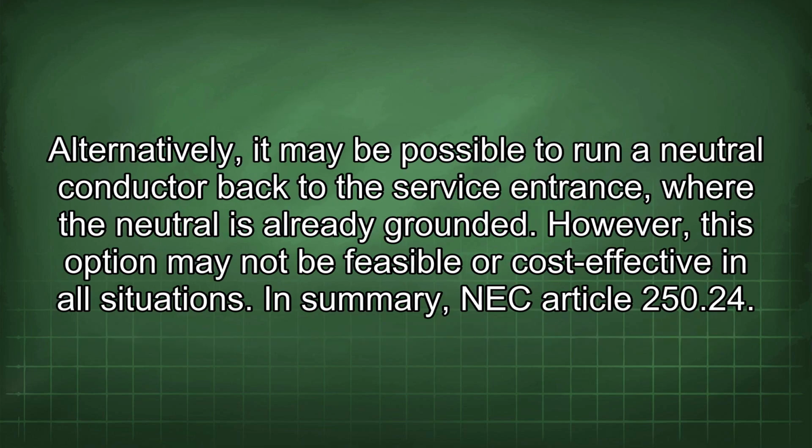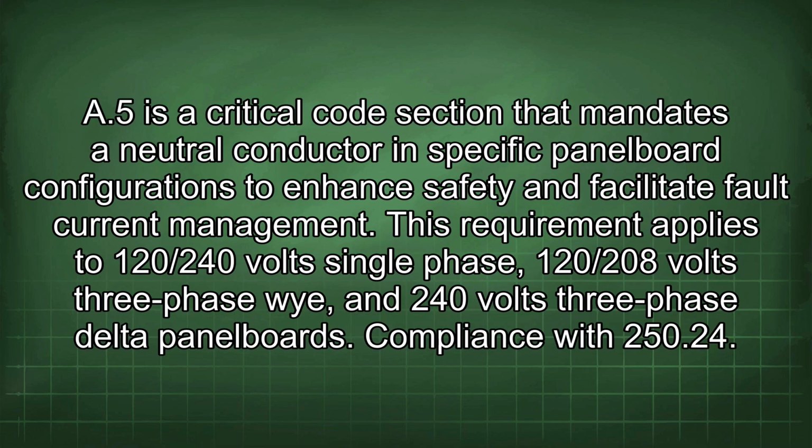Alternatively, it may be possible to run a neutral conductor back to the service entrance where the neutral is already grounded. However, this option may not be feasible or cost-effective in all situations. In summary, NEC Article 250.24(A)(5) is a critical code section that mandates a neutral conductor in specific panel board configurations to enhance safety and facilitate fault current management.